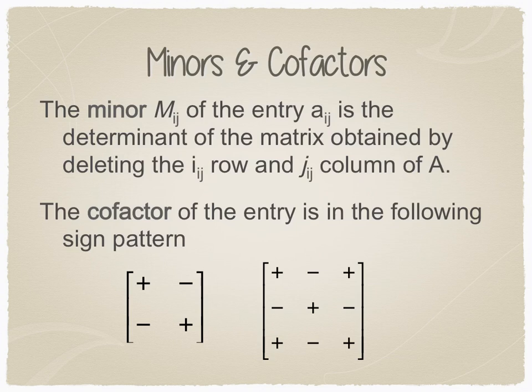So if I wanted to find the minor of the first row, first column, I'm going to cross through row 1, column 1, and the number that's left over is actually the minor of that location. So if there's a 2 by 2 matrix, then there's 4 minors, 1 for row 1, column 1, 1 for row 1, column 2, 1 for row 2, column 1, and 1 for row 2, column 2.